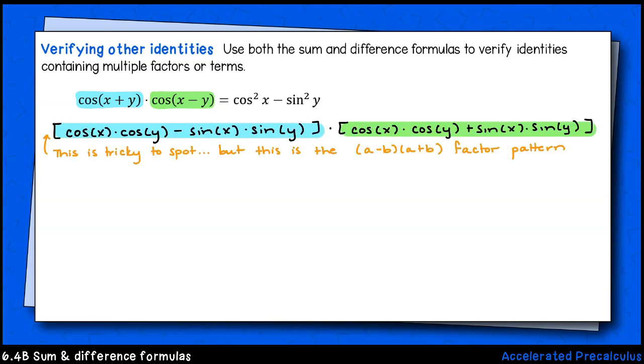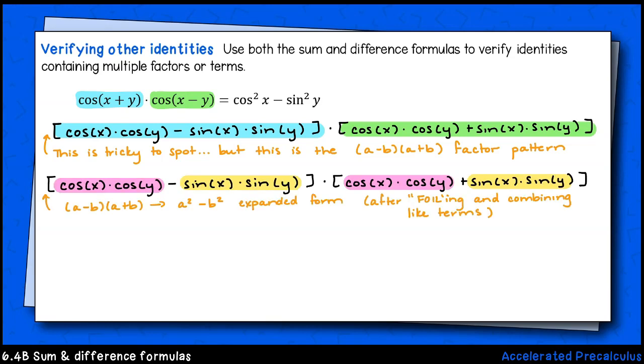and highlight the expanded expressions in their matched colors. Now, this is pretty tricky to spot because the expression is pretty lengthy, but this is actually the a plus b times a minus b factor pattern, which is the difference of two squares. To help you see it better, I'm going to redo the color coding, and this time I'm going to highlight the a term and the b terms of the binomial in the factor pattern so you can spot it better.